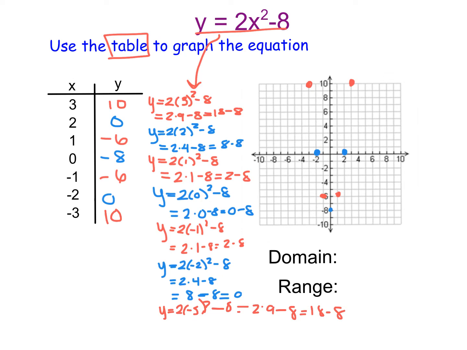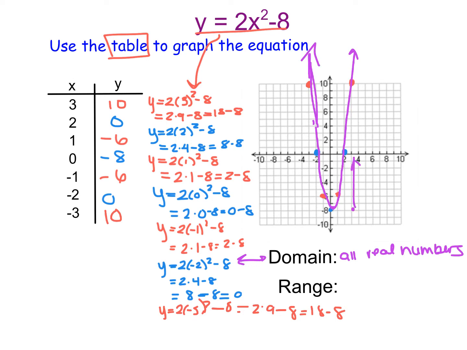So we can see here that we have that parabola shape that we expected. It's got that symmetry, and so now all we need to do is connect the points. So here's one half of our graph, and here is the other. There we go. Okay, so our domain of this graph, we can see it goes forever to the left and to the right. So we have all real numbers. In our range of this graph, we can see that the lowest point is when y is negative 8, and then it goes up. So we have all y values that are greater than or equal to negative 8.